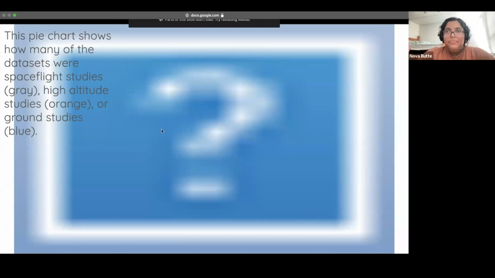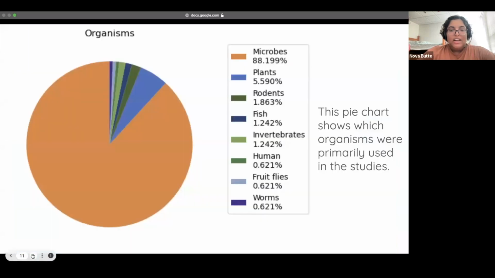We can keep moving. Basically, I made a pie chart showing which of the studies in the OSDR API were spaceflight studies or ground studies or high altitude studies. And the high altitude studies were ones that, for example, involved weather balloons or parabolic flight, things like that. And then the second pie chart, which you can see, shows which organisms each of the studies used. Some of the studies had multiple organisms in one study.